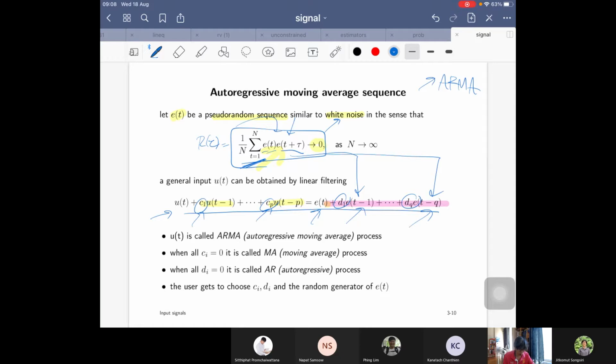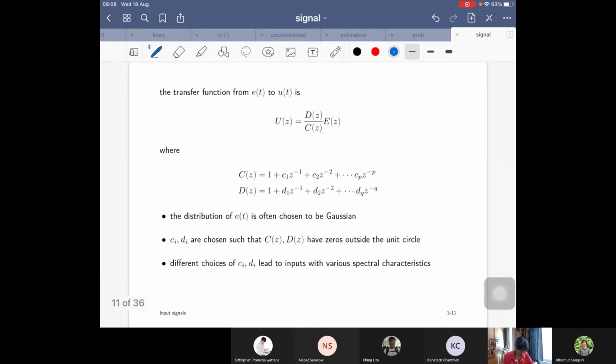Different coefficients give you different polynomials, and the roots of those two polynomials determine the zeros and poles of your ARMA process. If you represent it in terms of a transfer function, this is your input signal u, which is actually an ARMA process, and e is the noise that you try to make similar to white noise.